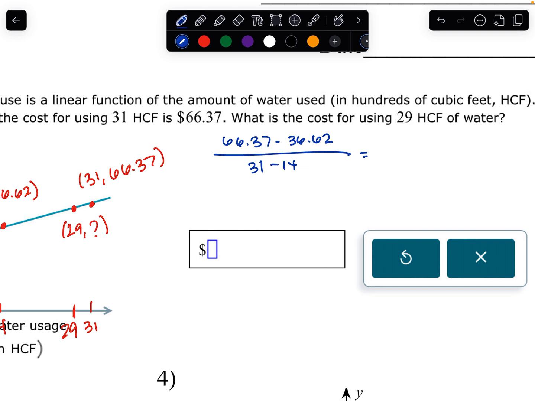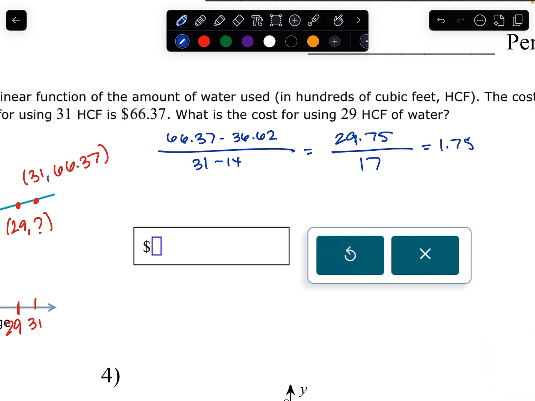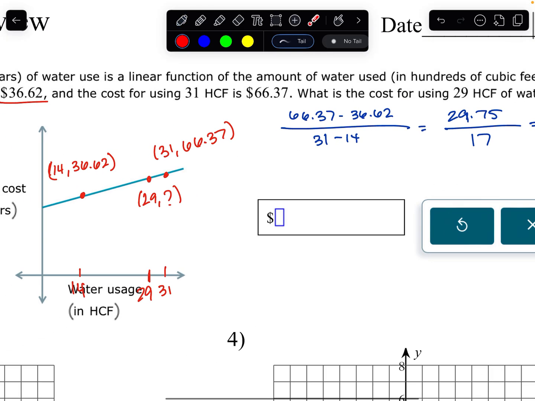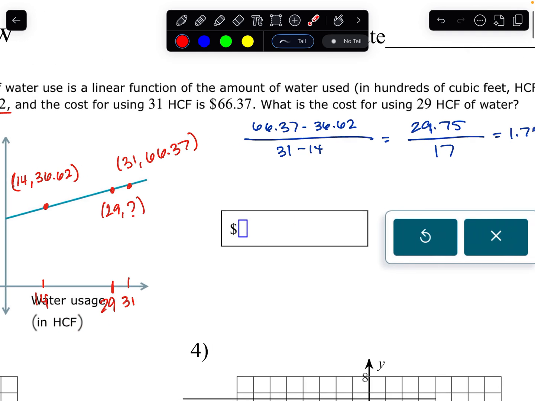I'm going to find out what the slope between those 2 points is going to be. So we're going to do 66.37 subtract 36.62. Okay, and then for that I get 29.75 over 31 minus 14, which will be 17. So I'm going to divide those, 29.75 divided by 17, and I get a slope of 1.75. So that's how much for every 1 unit that I increase. So every 1 HCF, I increase $1.75.